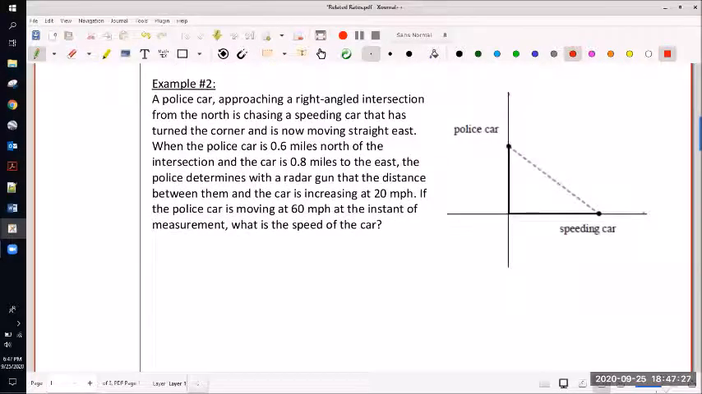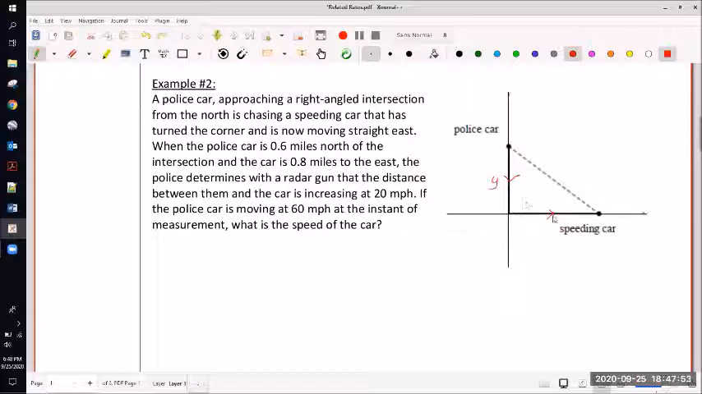For the next problem, a police car is approaching a right-angled intersection from the north. That means the police car is moving that way. It's chasing a speeding car that has turned the corner, is now moving straight east, so that's moving that way. When the police car is 0.6 miles north of the intersection, the car is 0.8 miles to the east. The police determines with a radar gun that the distance between them and the car is increasing at 20 miles per hour. So let's go ahead and label these sides.